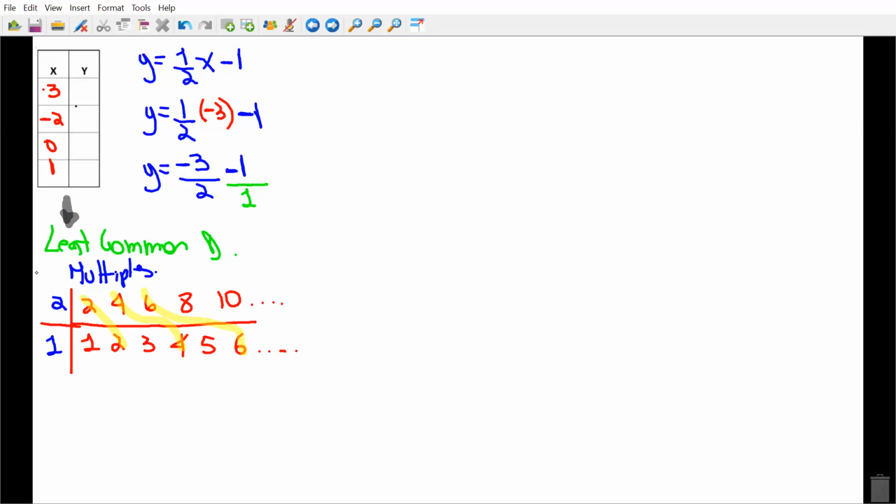Which one is the least, guys? 2. Yes, right? That's the least common denominator. So that's the one I am going to be organizing over here. And I'm going to say, well, my least common denominator is 2. Now over here, I will have a -3, right? Because it was my -3 divided by 2 minus 1.